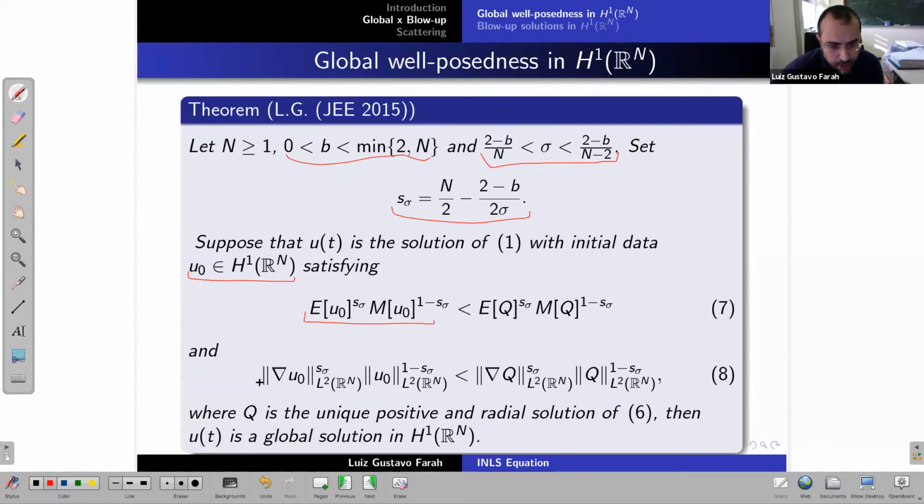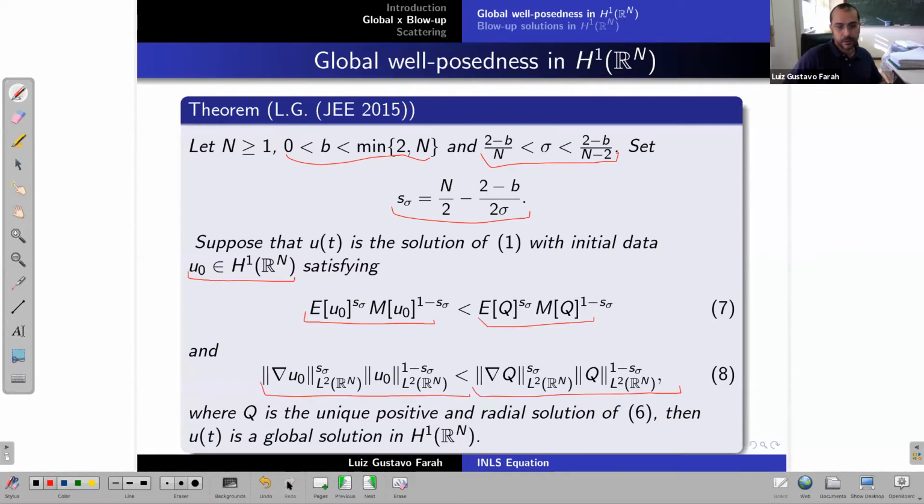And also a combination of the L2 norm and the L2 norm of the gradient of the initial data is less than the same combination for Q, then we have global solutions. Your solution is global in this setting, right? And the key tool to prove this is exactly the previous inequality, right?